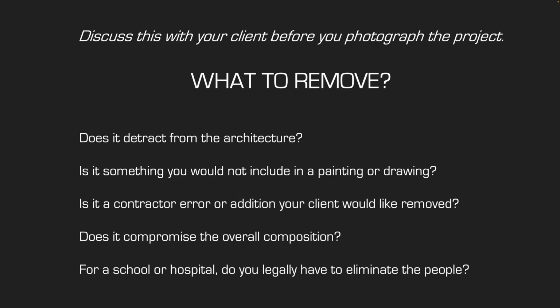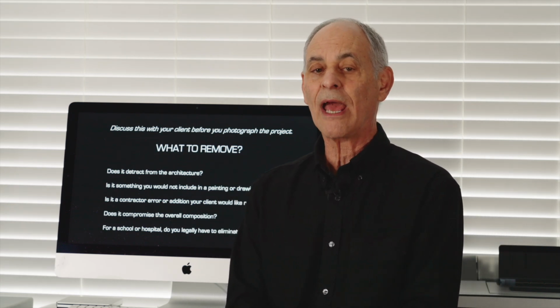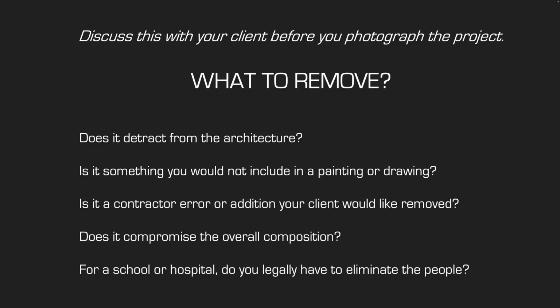One, does whatever it is distract from your understanding of the architecture in general? Another way to look at it is if you were painting or engraving, would you include these things in your painting or your engraving? And if not, don't have them in your photograph. This happens on several occasions. Has the contractor done something? Have they screwed up a design of yours? Have they added something that shouldn't be in there? And does your client want that removed? And of course, does whatever is in there compromise the overall composition?